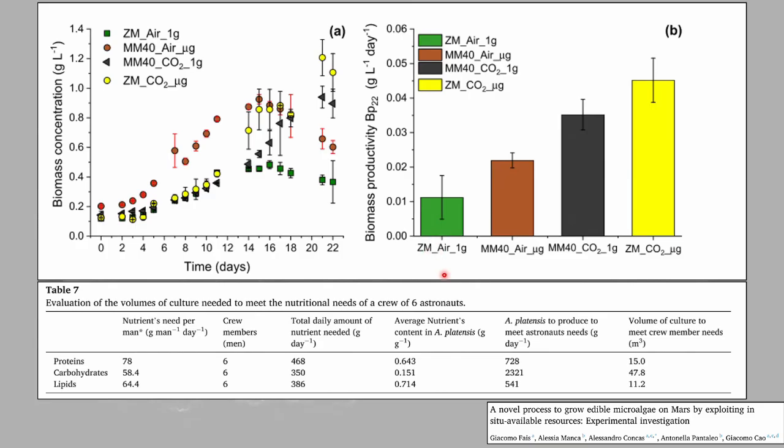And so they did samples with just air or ones with high CO2. And we can see that the M is the Martian medium. We see that both in the air and this high CO2, those ones did better than just the default. They're not as good as the Zarrouk medium and then high CO2. And then they also evaluate nutritional needs for a crew member and how this might accomplish that. So kind of interesting.